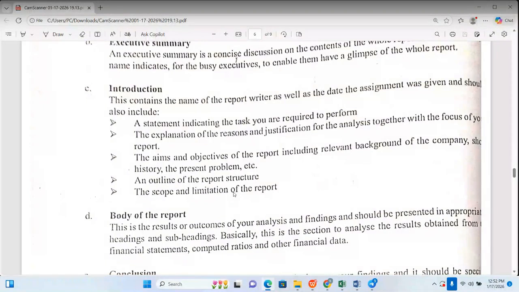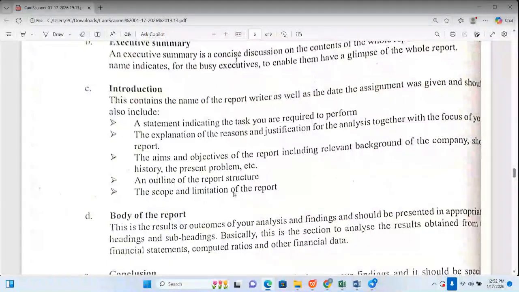And let us say there is an industrial average. Maybe they give you the industrial average of the company. Then you are comparing the ratio you have calculated with the industrial average. Then you will tell them, okay, this one is below the industrial average, this one is higher than the industrial average, and the reason why it is like that.